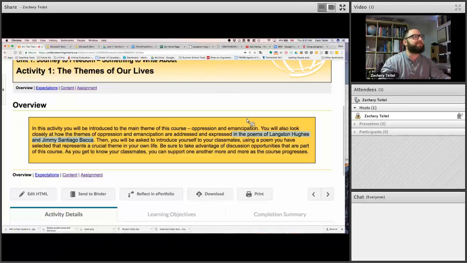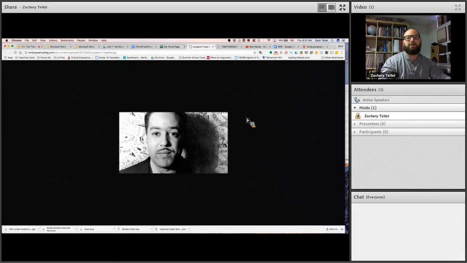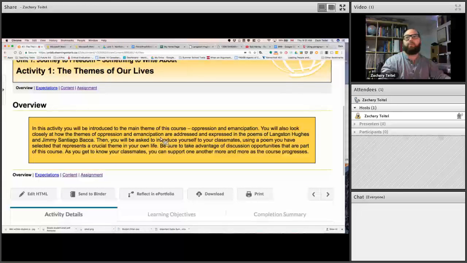Just to give some faces to names here, let's take a look at Langston Hughes. He's one of the most famous American poets, certainly one of the most famous African American poets, and a phenomenal poet overall. Just a mind-blowing poet who really delved into a large variety of subject matter, but certainly helped America, and especially white America, who were not dealing with these themes as much as Black America. He helped people who were not of color to understand these themes of oppression and emancipation through his poetry.